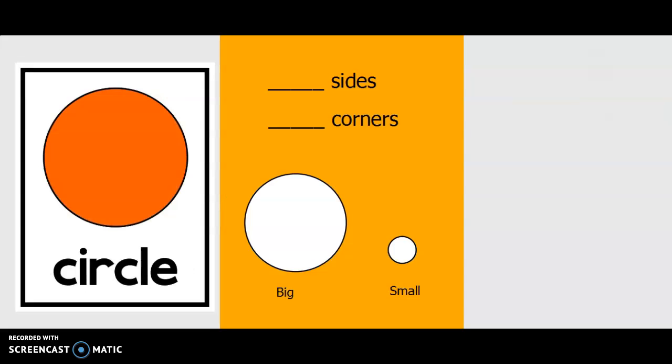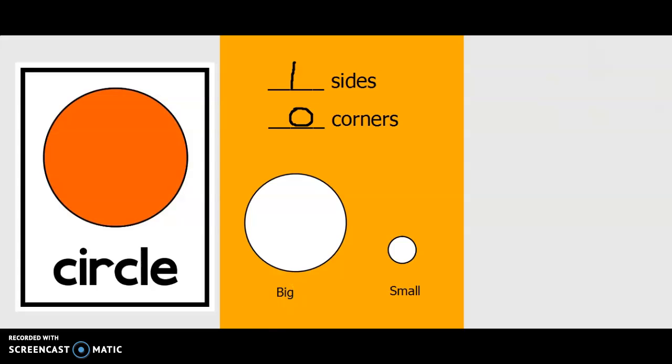All right, our next one is a circle. A circle has how many sides? It has 0 sides for some people to think, or it has just 1 side to it. How many corners does a circle have? 0. Now this circle is what? Big or small? It's big, and this one is small. So no matter the size of a shape, it's still the same shape.